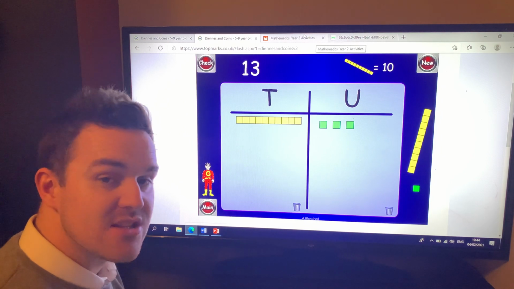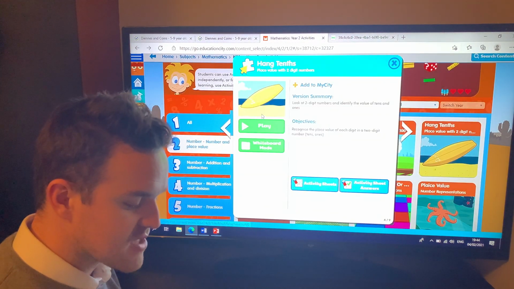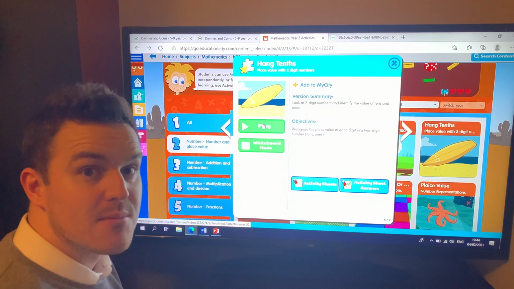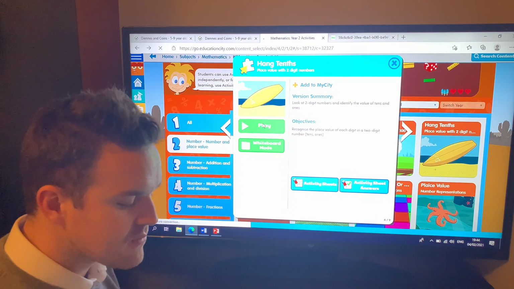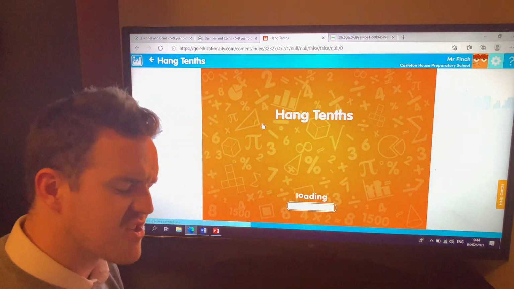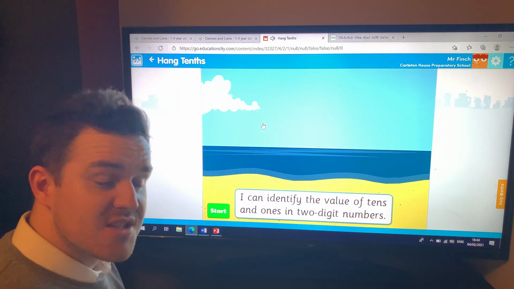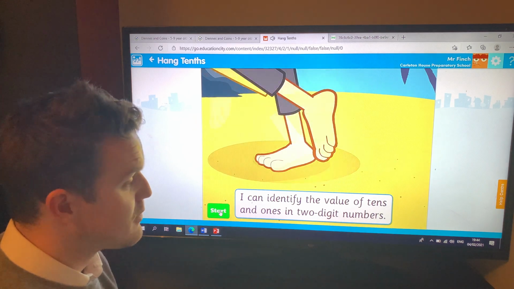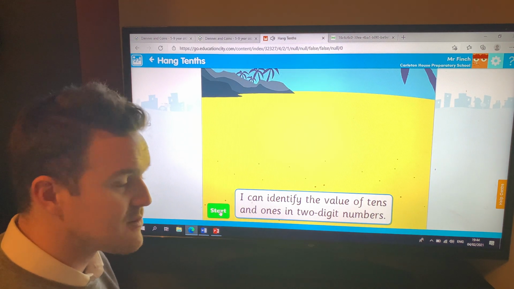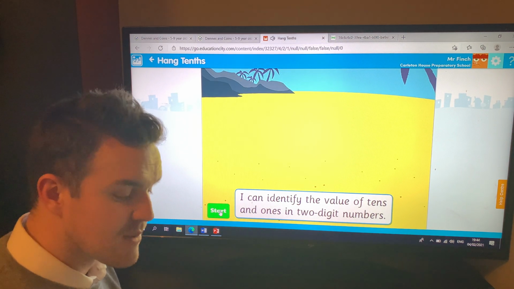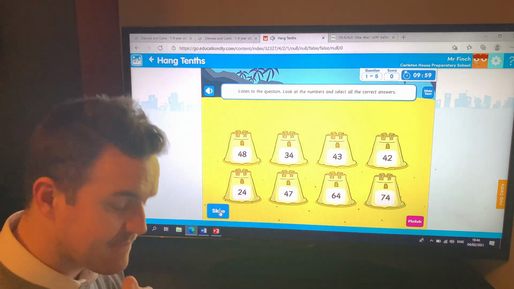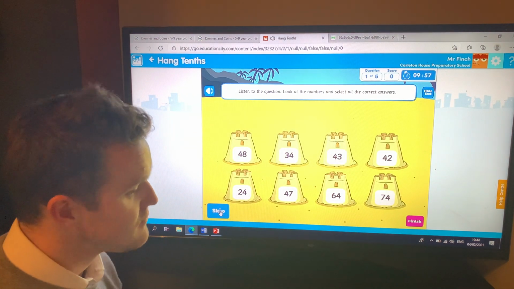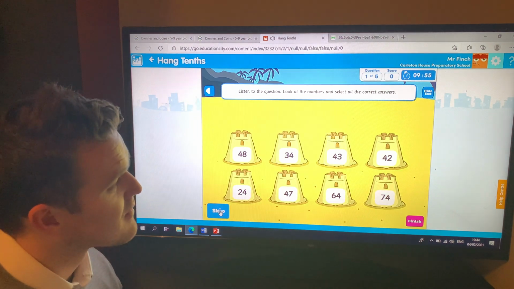Let's try and put that into some little games now. So I'll have a little go of this one. You can join in at home helping me out with some of the questions, okay? These games are actually in the year 2 section of Education City, but I don't think they're really year 2 games, they're more year 1 games. So we want to identify the value of the tens and ones in 2-digit numbers. We just want to know what each number means. Listen to the question, look at the numbers, and select all the correct answers.